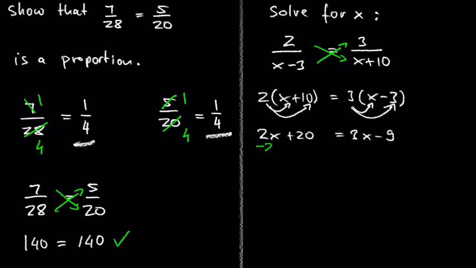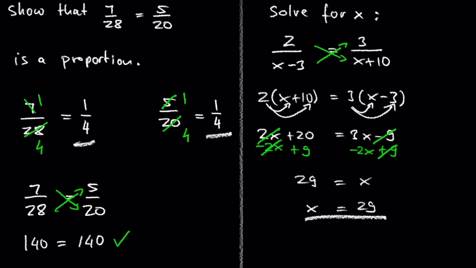After subtracting 2x from both sides and adding 9 to both sides, we get x equals 29. And we are done with this problem.